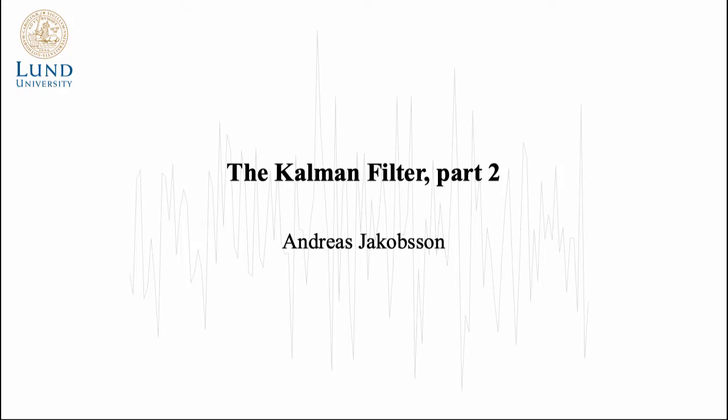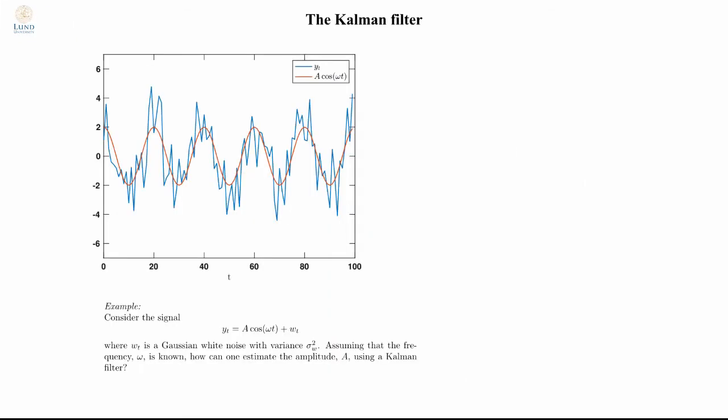In this lecture, we'll continue our discussion about the Kalman filter. Consider a sinusoidal signal corrupted by white noise where we wish to estimate the unknown amplitude, but we know the frequency. Here would be an example. The blue line here is the measured curve, whereas the red one is the signal without the noise. What we want to do now is estimate the unknown amplitude A given the blue measurements.